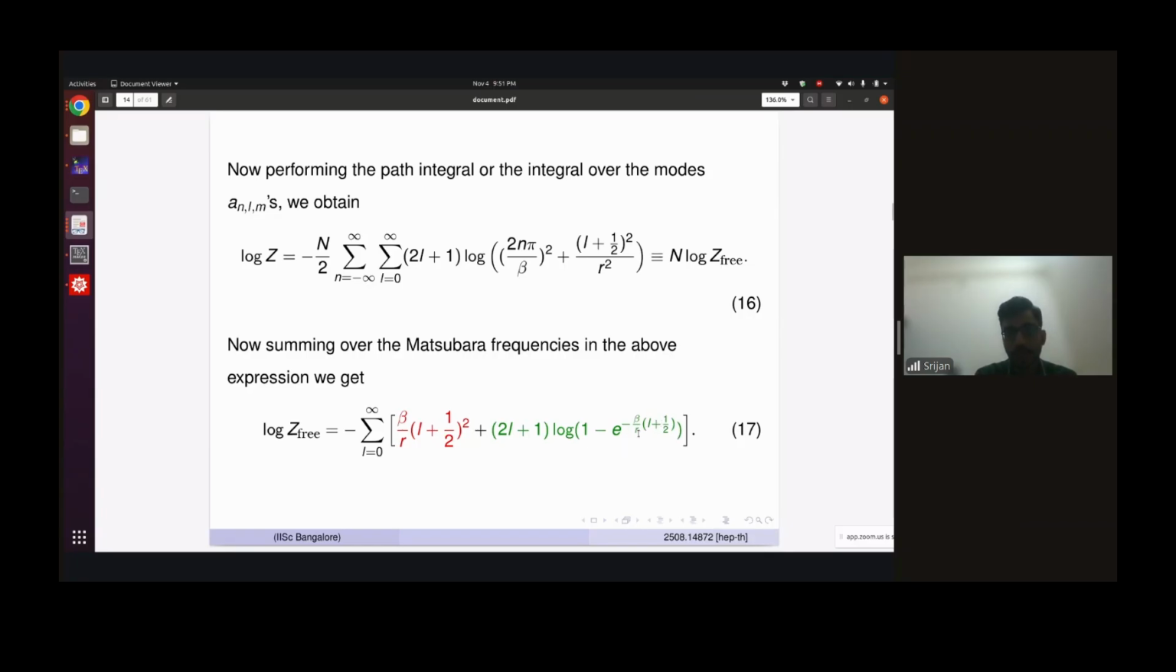As I told you, we are going to study this in the low temperature limit, where beta by r is large. That means I can consider e to the power of this object to be x, and that is small.